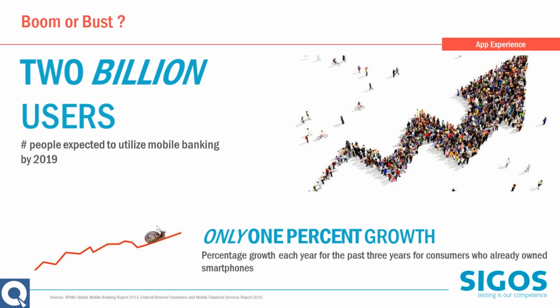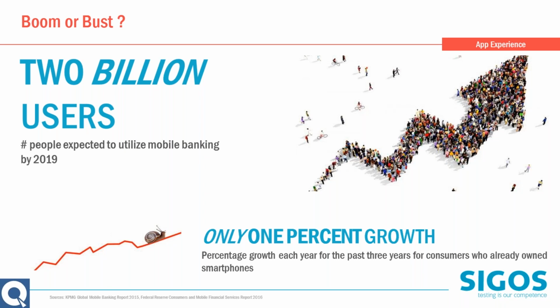So, boom or bust? Well, to support the boom theory, we can see an interesting statistic here. According to a study by Shinobi Controls, over 2 billion users will utilize mobile banking by 2019. This is a clear indication of the popularity of, and demand for, online financial services. On the other hand, according to the Federal Reserve annual survey report, which focuses on mobile banking adoption trends, we might have a little bit of a different story here.